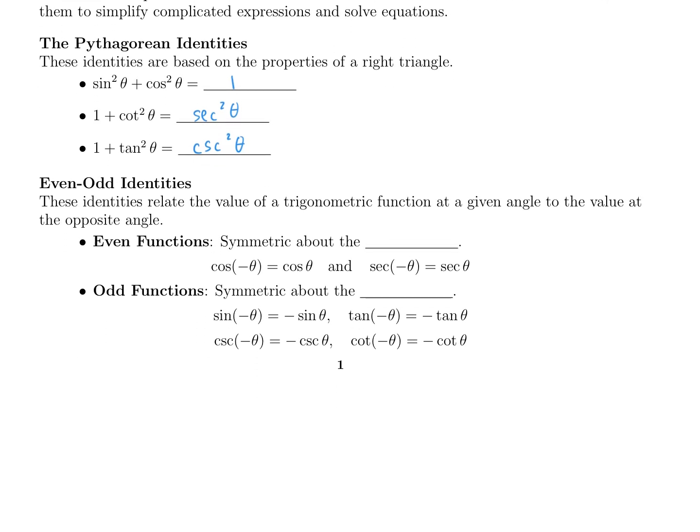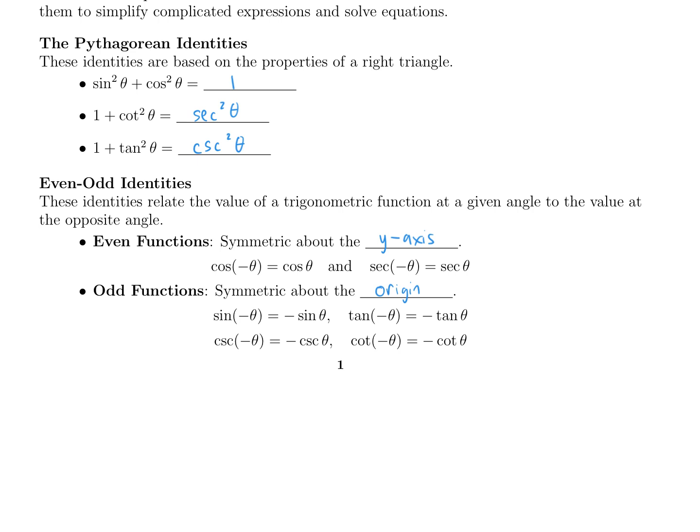The next identities are the even odd functions. So even functions are symmetric about the y-axis, and those would be cosine and secant. And the odd functions are always symmetric about the origin, and those functions would be sine, tangent, cosecant, and cotangent. Great. Let's move on to the next page.